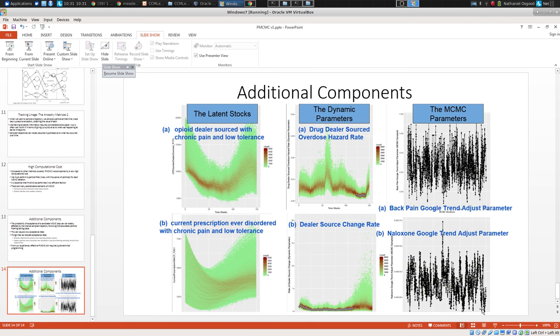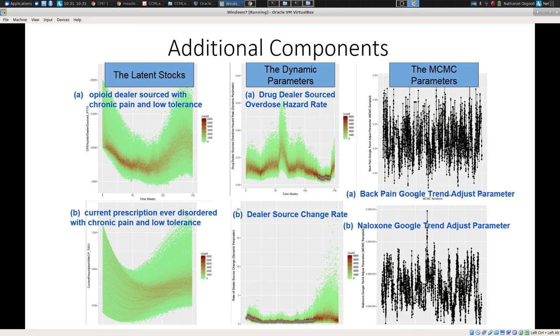Here is certain of these stocks. These are distributions. This is time, and this is, for example, related to dealer sourcing. And this is some particular flow related to it, but it's saying that at a certain time, the value of this probably varies between this and this. It's a distribution with the largest number being within this range here.